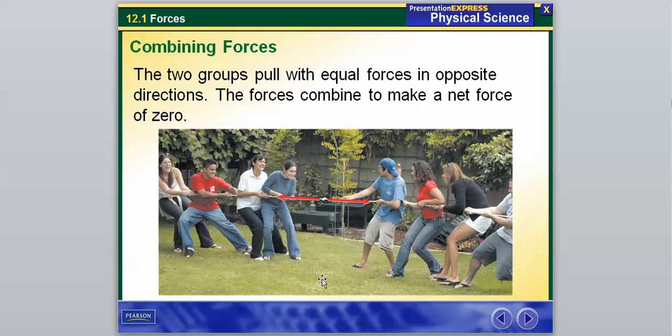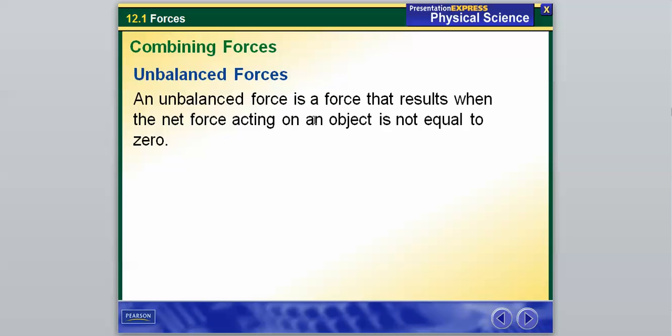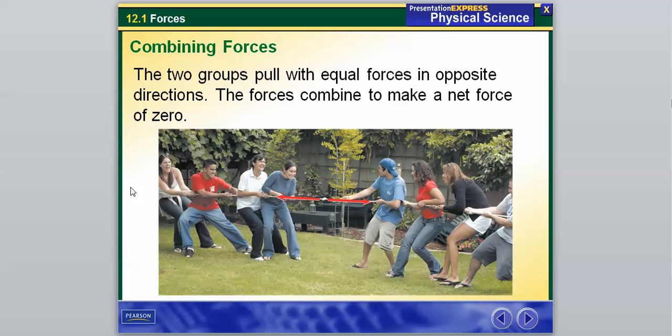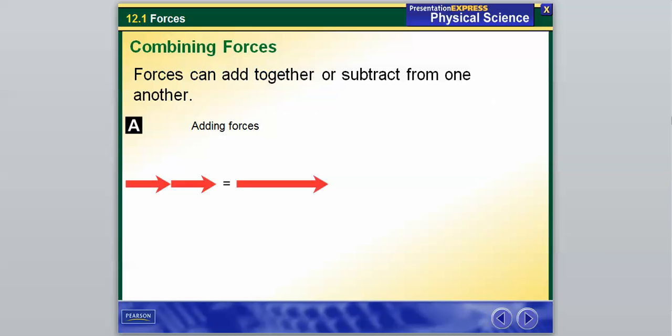So that is a balanced force right there, and we're going to do a little simulation in class where we take a look at balanced forces versus unbalanced forces, which is our next one. This results when the net force acting on an object is not equal to 0. So for this picture, if we took away these two people in the back, instead of a balanced force, we're going to have an unbalanced force because the force coming in this direction is going to be much greater than the force going in the other direction.